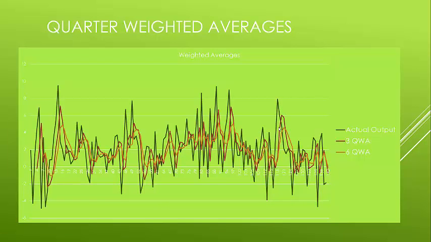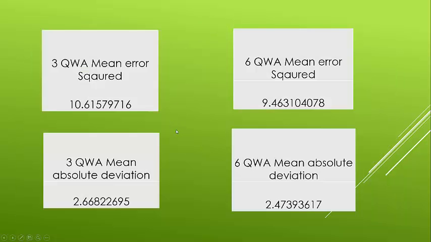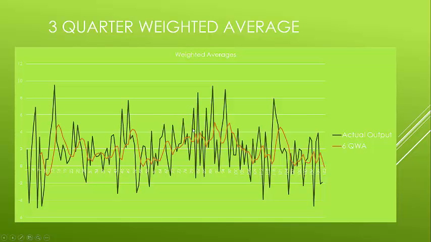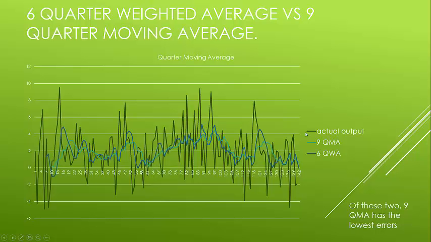Then I did weighted averages. I used 3/4 weighted average and 6/4 weighted average. Looking at those errors, I found that 6/4 weighted average mean squared error and absolute deviation error were lower, so that's the one that I chose. That's it separated right there. As you can see, it follows the data pretty nicely. So this is 6/4 moving average against 9/4 moving average against 6/4 weighted average, excuse me.